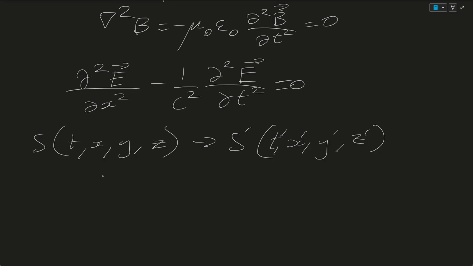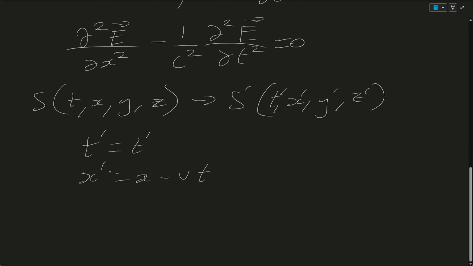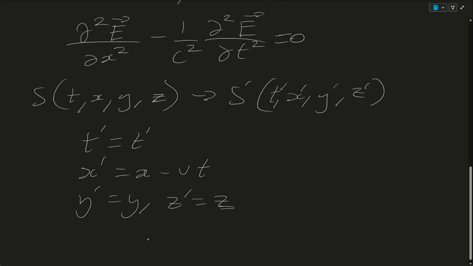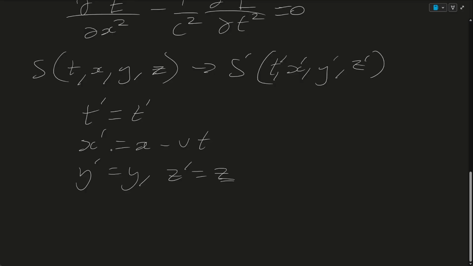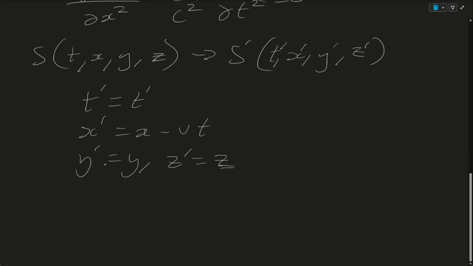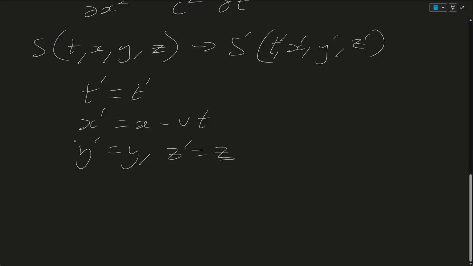Galilean transformation. Well, we know that t prime is equal to t, x prime is equal to x minus vt, y prime is equal to y, z prime is equal to z. This is our Galilean transformation from Newtonian mechanics. If you want to derive that, then open any classical mechanics textbook.